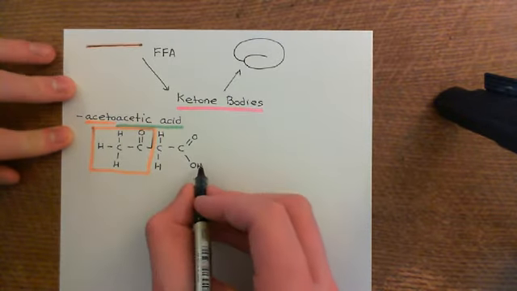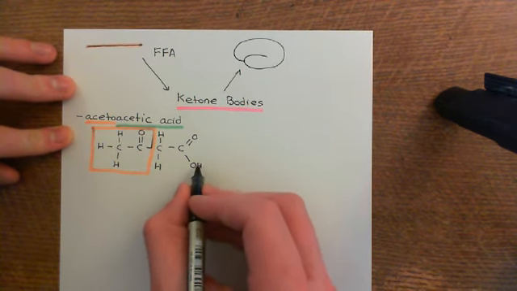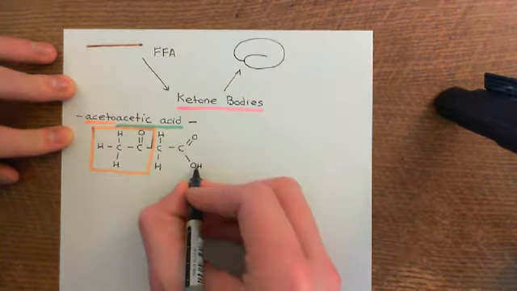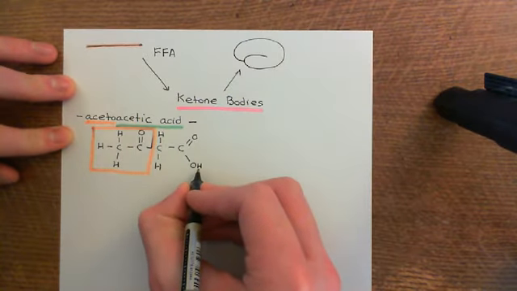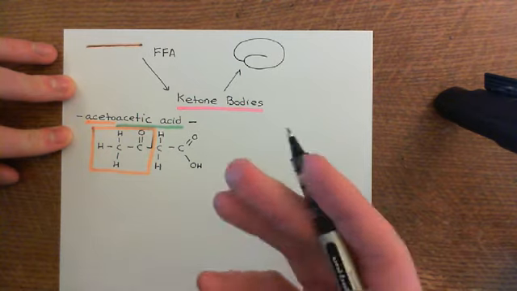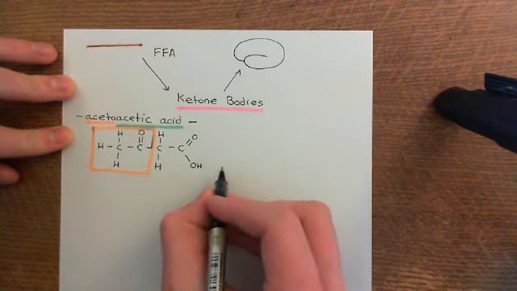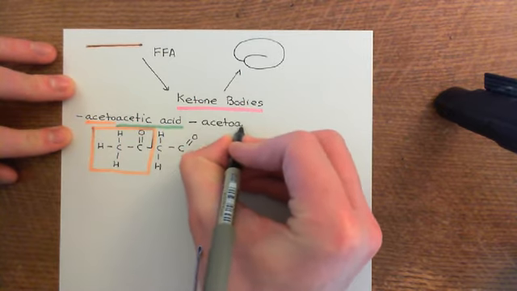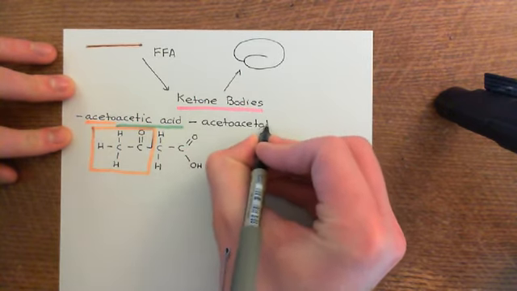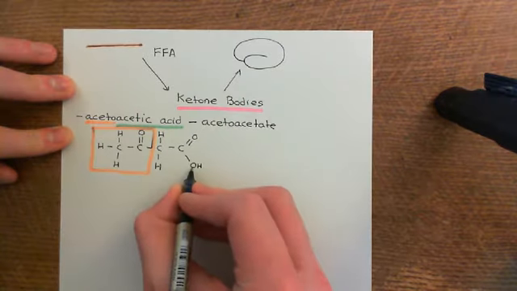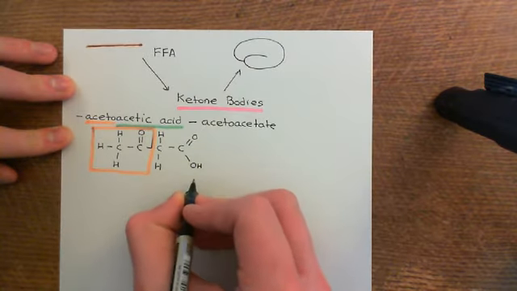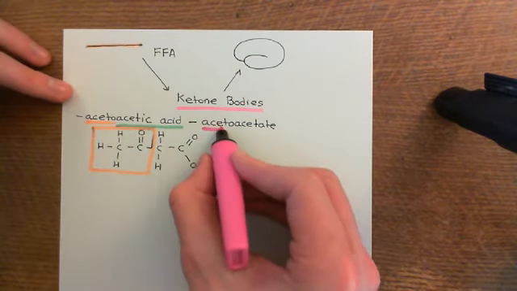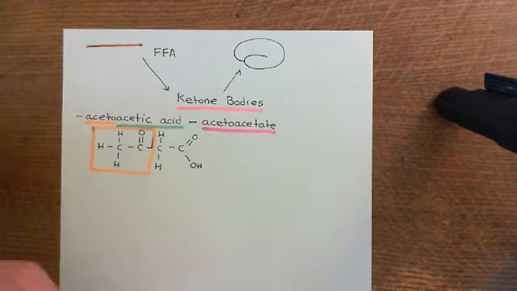This is the form where you've still got the proton attached to this oxygen here. Often the proton will dissociate from this oxygen. When the liver makes this and spits it out into the blood, the proton does dissociate, and it becomes acetoacetate, which is this exact same molecule but without the proton attached onto that oxygen. So that oxygen would just have a negative charge in acetoacetate. So acetoacetate is the conjugate base of acetoacetic acid.